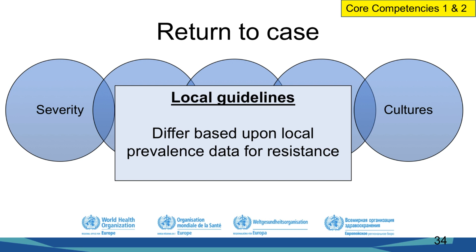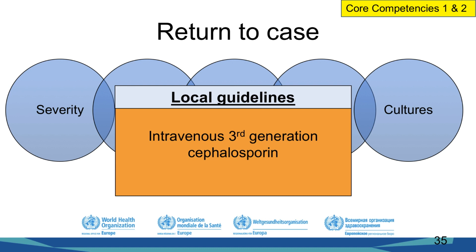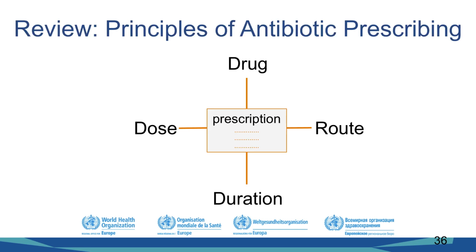Local guidelines may also take into account local drug availability or institutional formularies. In this case, imagine you're practicing in a high-resistance setting, and imagine this patient was started empirically on an intravenous third-generation cephalosporin according to evidence-based local guidelines.